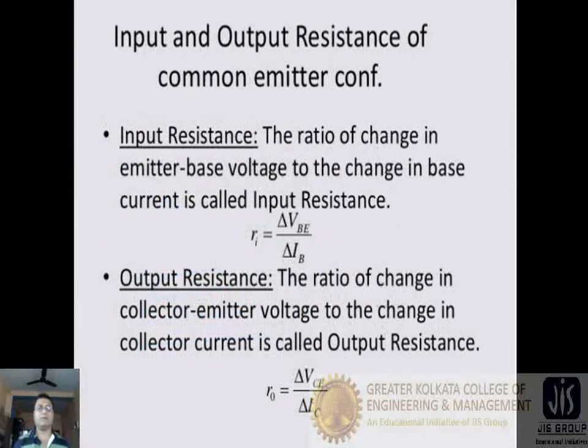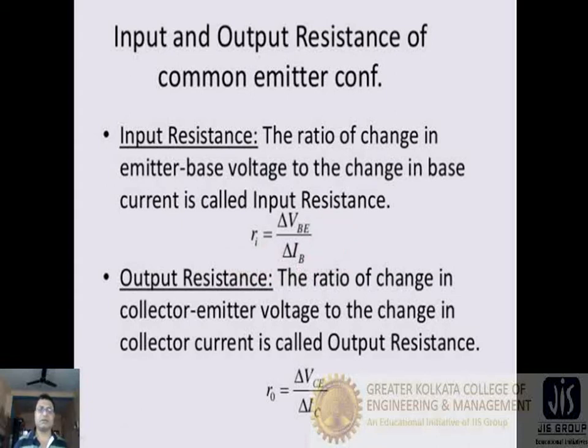Now we are going to discuss the input and output resistance of a common emitter configuration. The ratio of the change in the emitter base voltage to the change in the base current is called the input resistance. That means the resistance is voltage by current, R equal to V by I. So here the input voltage is VBE for the common emitter configuration, and IB is the input current. In this way we can derive the input resistance of a common emitter configuration.